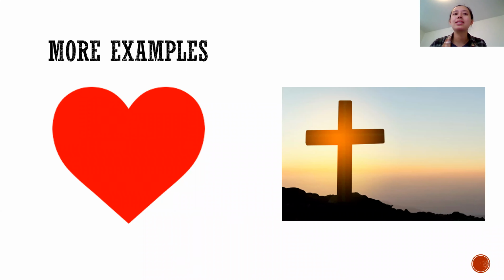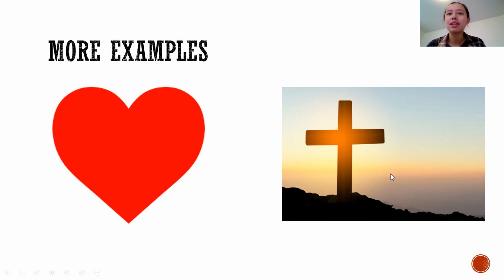Now let's look at some more examples here. The first picture is just the shape of a heart. That's the denotation, the literal meaning of this heart shape in red. But for a lot of people, when they look at it, they think, oh, that means love, or expressing love to someone. That's the deeper meaning associated with this word. That's the connotation of this heart shape.